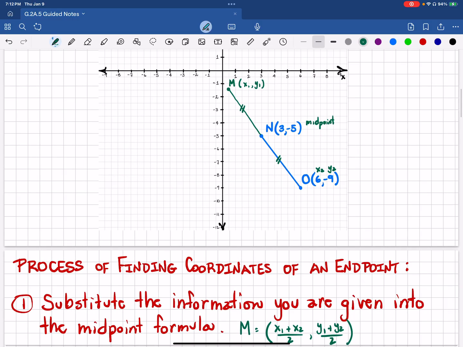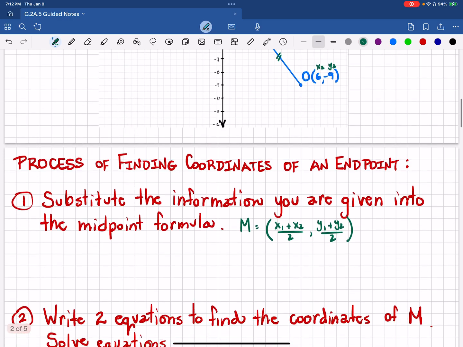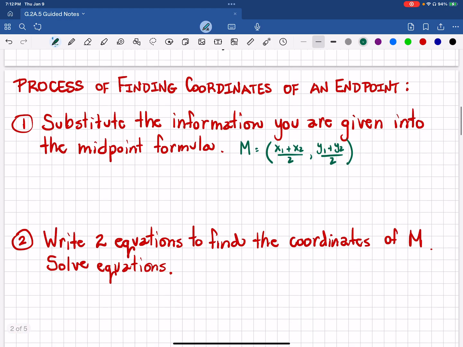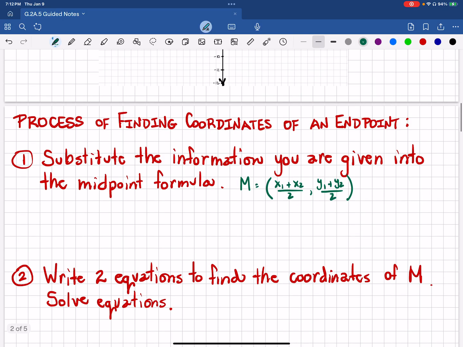So our task is to find the coordinates of M, and there is a process that we can use to do that. The process is this. One, we substitute the information that we're given into the midpoint formula, and I wrote that out: M is equal to (x1 plus x2 divided by 2, y1 plus y2 divided by 2) as well. And then we write two equations to find the coordinates of M, and then we solve those equations.